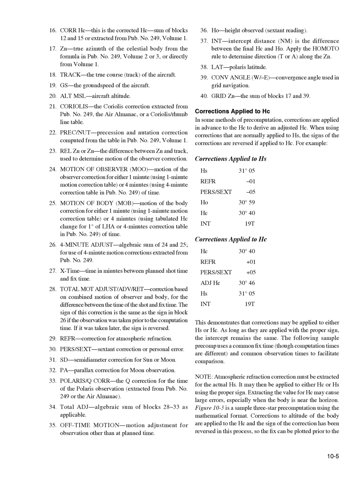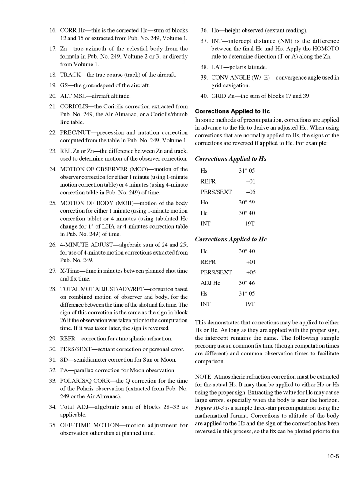22. Prec/Nut: precession and nutation correction computed from the table in Pub. No. 249 Volume 1. 23. Rel Zn or Zn: the difference between Zn and track, used to determine motion of the observer correction. 24. Motion of observer, MO: motion of the observer correction for either 1 minute, using the 1-minute motion correction table, or 4 minutes, using the 4-minute correction table in Pub. No. 249, of time.